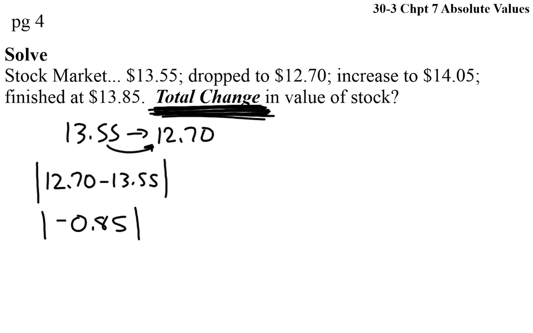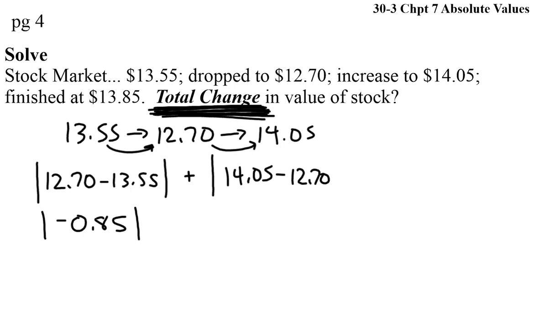But what happened next? Well, the total change would be the next change that occurred. And it went from $12.70 to $14.05. So it went up. But I don't care, to be honest, that it went up. I just want the total of it. It finished at $14.05, and it started at $12.70 for that second change. So that would be a change of $1.35 positive. But I just want to know that it's the positive because I want total change.